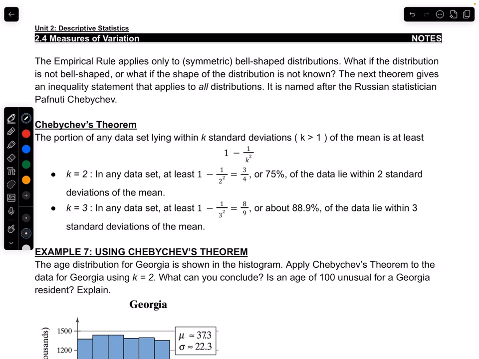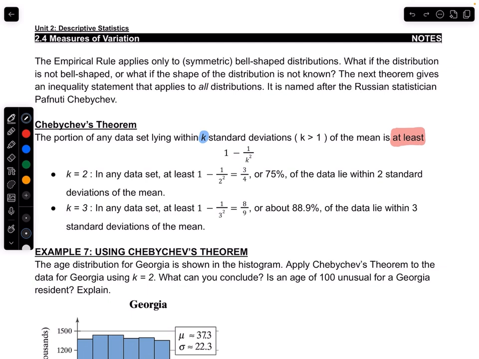Chebychev's theorem says that the portion of any data set lying within k standard deviations, k greater than 1, of the mean is at least... Now this "at least" is very important. It's going to give us a baseline, a bottom number, a minimum. Anything has to be above that. The percentages would be above that number. So your formula is right here: 1 minus 1 over k squared.